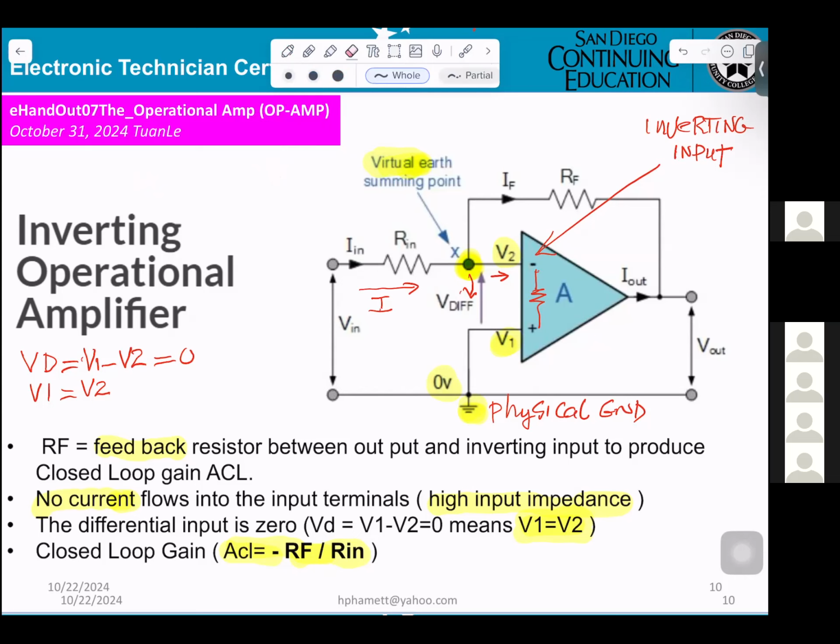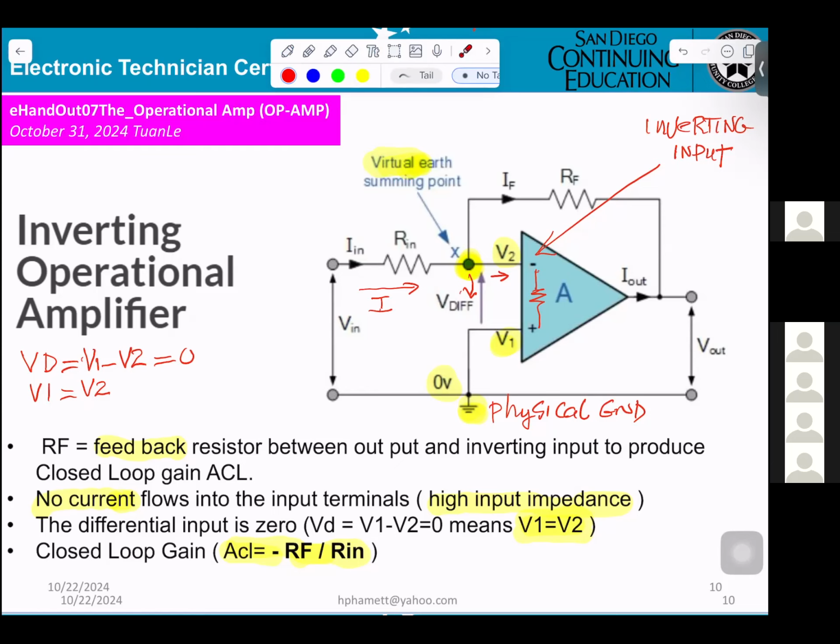I had a question. I just wanted to understand. So the second bullet point says that no current flows into the input terminals. So what is this inverting op amp used for then? Oh, the thing is, the current is not coming in, but you get current coming out.